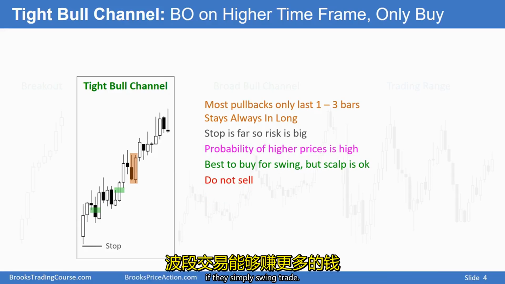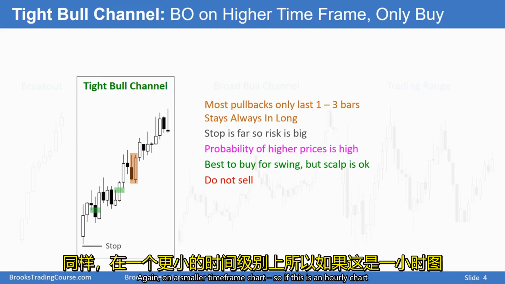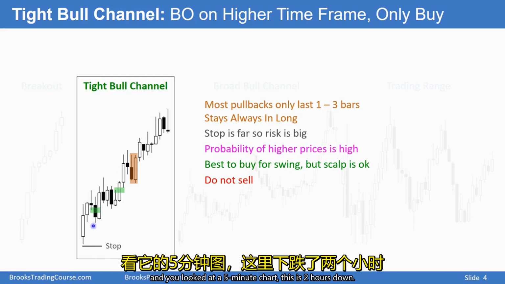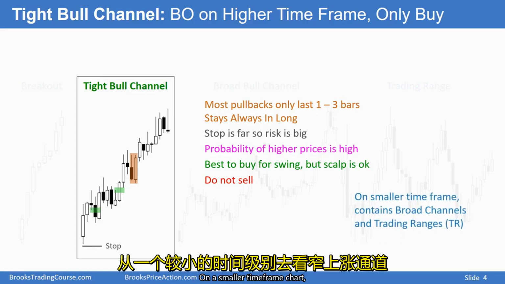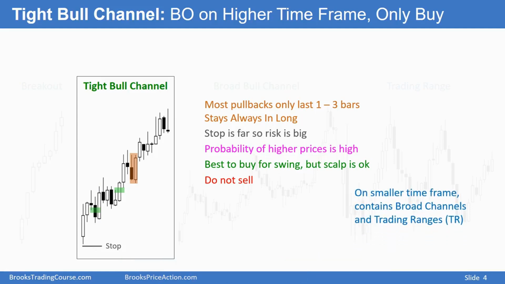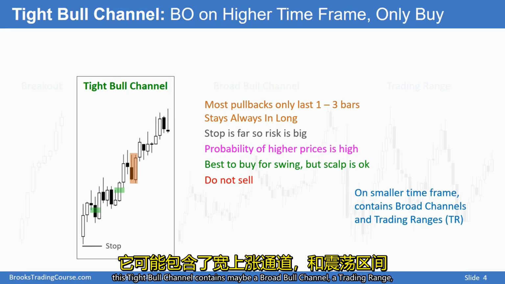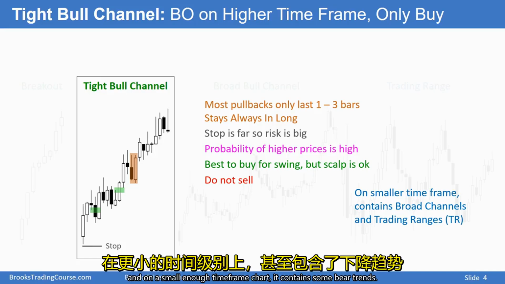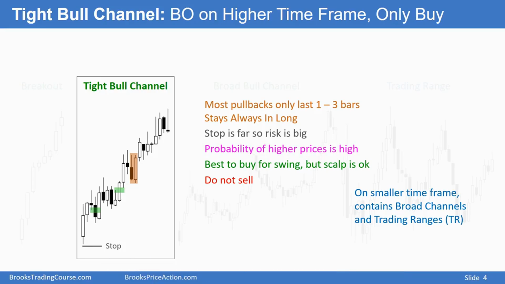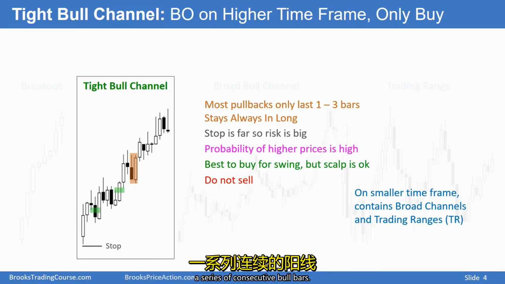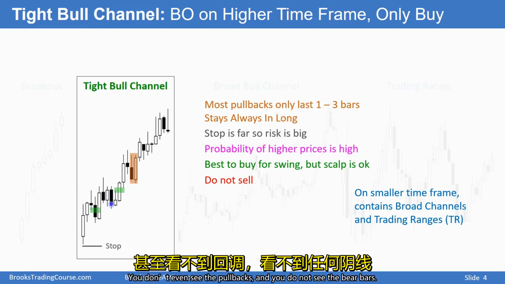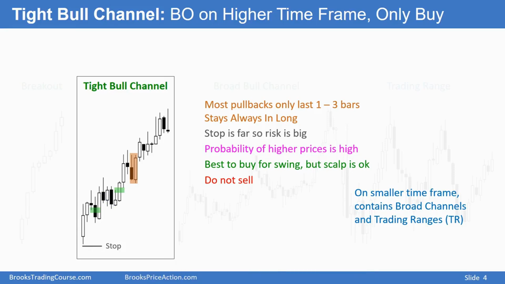They simply swing trade. Again, on a smaller time frame chart, so if this is an hourly chart and you looked at a 5-minute chart, this is 2 hours down. This is 3 to 4 hours sideways to down. On a smaller time frame chart, this tight bull channel contains maybe a broad bull channel trading range, and on a small enough time frame chart, it contains some bear trends. On a higher time frame chart, it's simply a breakout, a series of consecutive bull bars, and you don't even see the pullbacks and you do not see the bear bars.